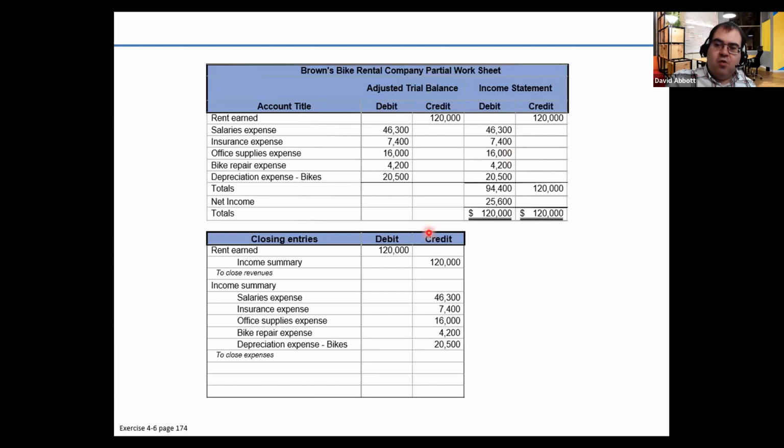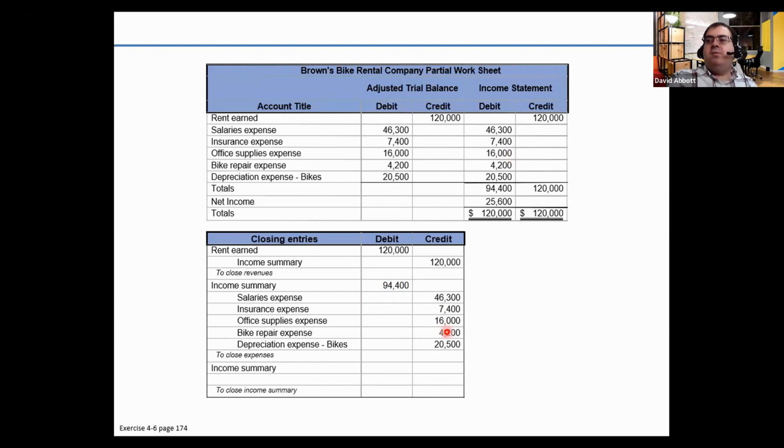So you take the total of all of those, comes out to $94,400, and so you debit that, credit all of those. And then we have to close the income summary account now.